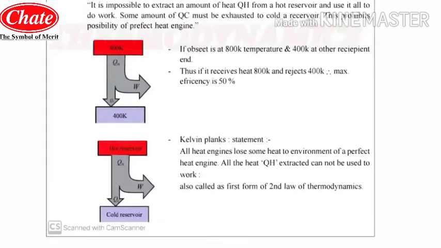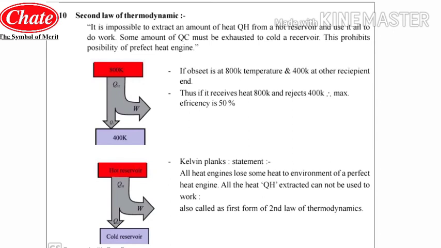Now students, we will see the second law of thermodynamics. We will see the statement. The statement is: it is impossible to extract an amount of heat QH from a hot reservoir and use it all to do work. Some amount of heat QC must be exhausted to the cold reservoir. This prohibits the possibility of a perfect heat engine. So this is the statement for the second law of thermodynamics.